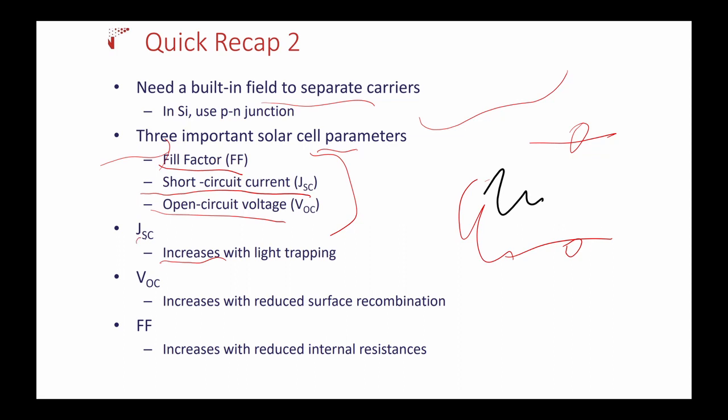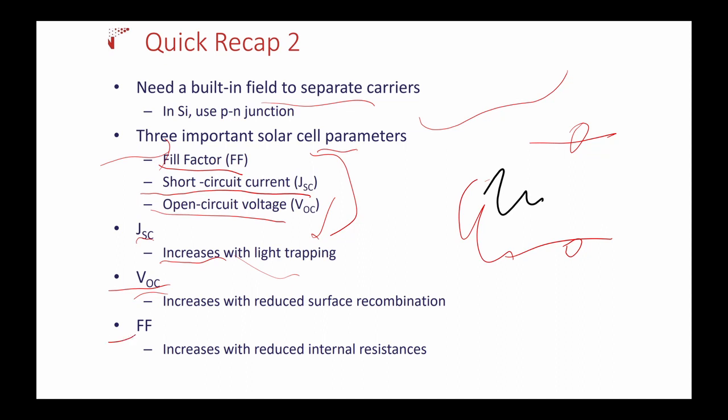This JSC increases with the trapping of the light, which is because of the absorption of the light. The more light is absorbed, the higher the JSC. The more intense the light, the higher the JSC. And VOC increases with reduced surface recombination. We improved this VOC with the back surface field, and with a coating of silicon dioxide or aluminum nitride and so on.